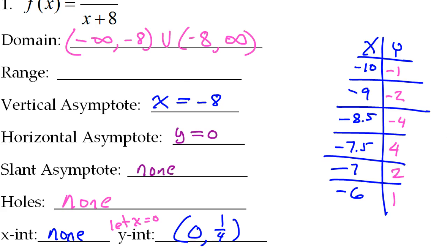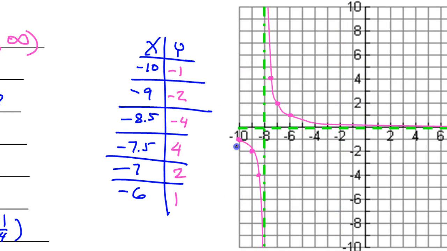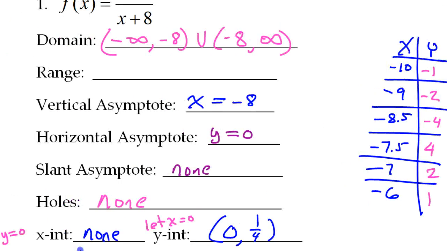Now the range is the y values, so we're going to do pretty much the same thing, but this time we're going to skip over the horizontal asymptote, which is at 0. So the range will be from negative infinity to 0, and then from 0 to positive infinity, y values.